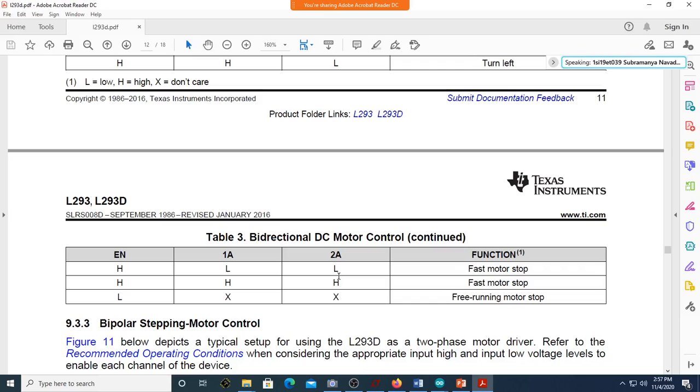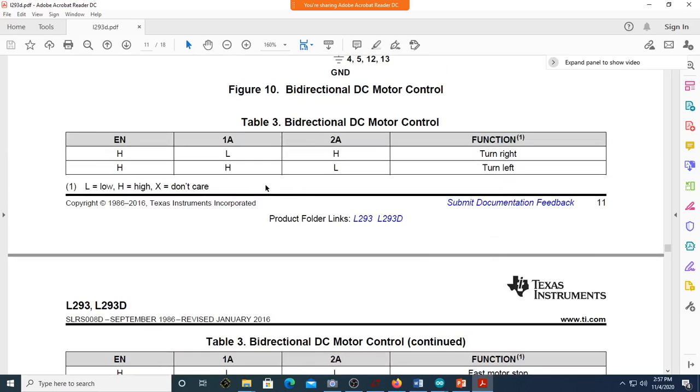If both of them are low, both of them want to sync. If both of them are syncing, if nobody is sourcing, the motor won't run. So that's why the motor stops. If both are high, both are trying to source. Current cannot flow if the potential is same on either side of the motor. That's why for high-high or low-low, the motor stops. Whereas for low-high and high-low, the motor is going to run in opposite direction.